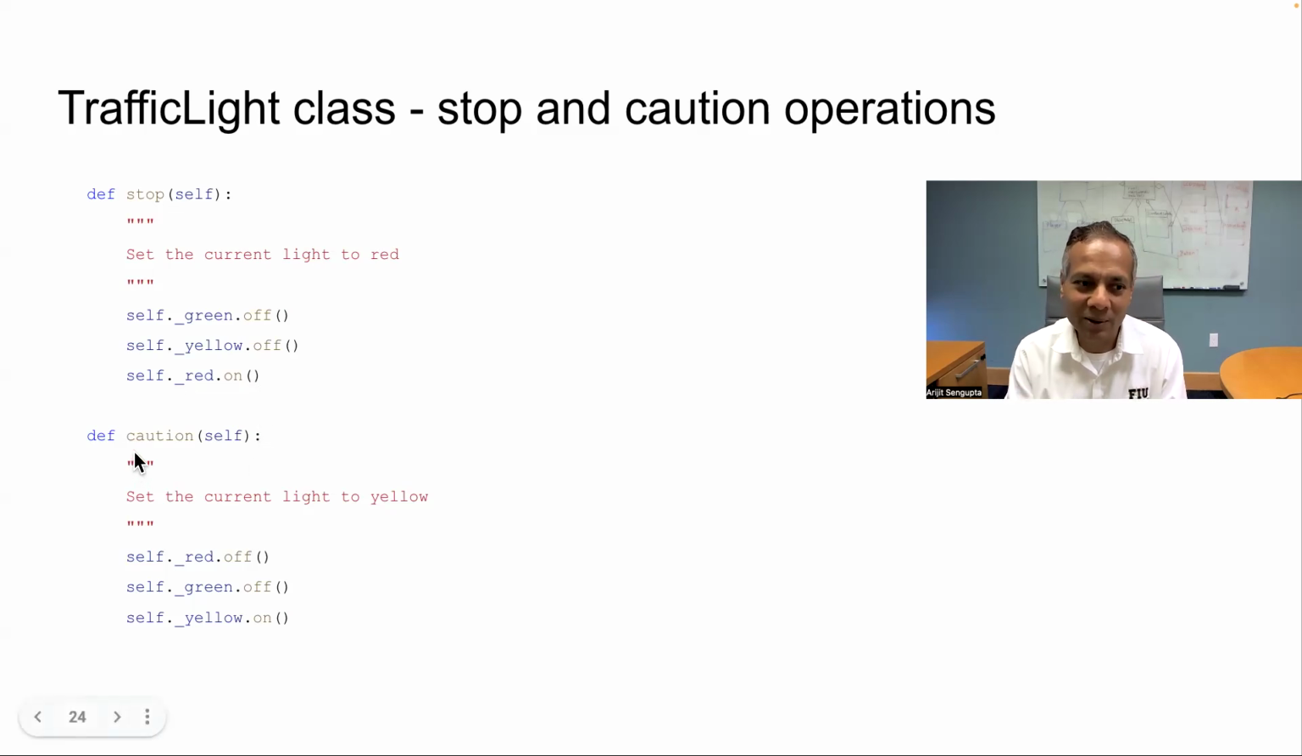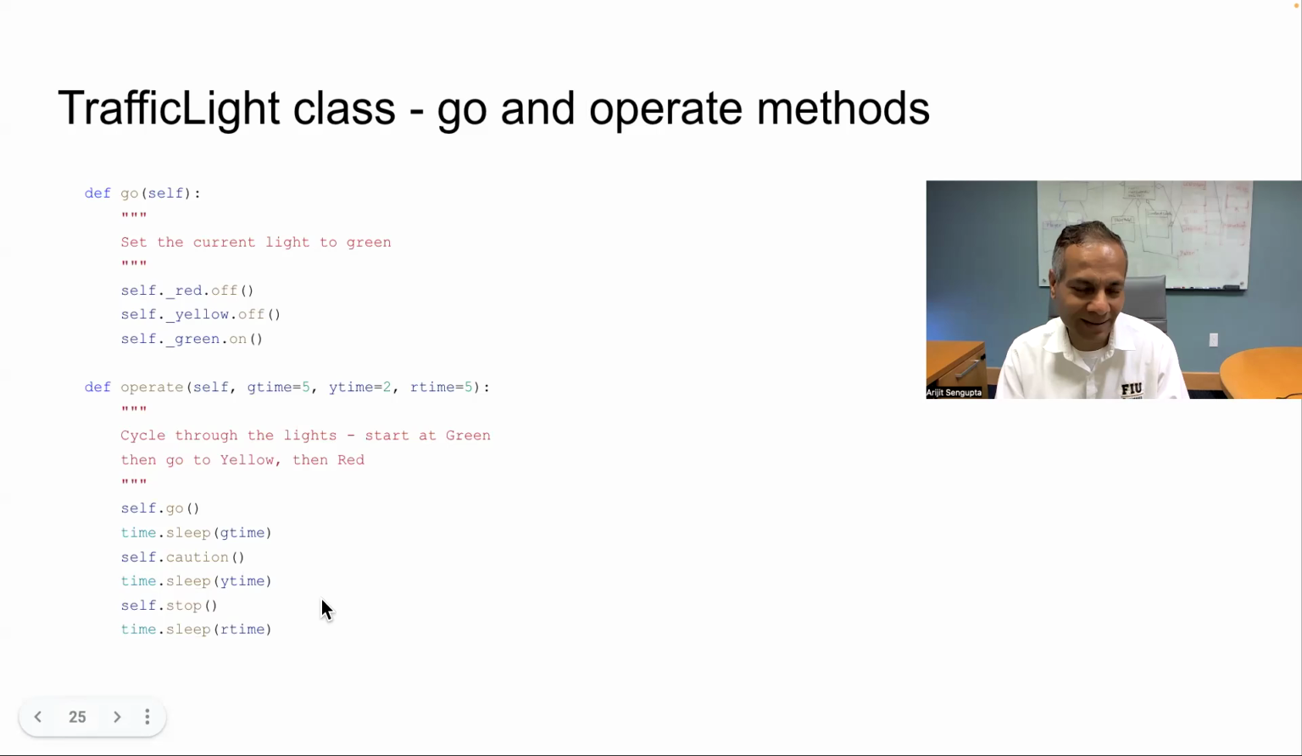Caution is when the yellow comes on, and that's when the red is off, green is off, but the yellow comes on. That's essentially what caution is. And then go is basically red is off, yellow is off, and then green is on. And notice that each time we have specific comments to see what exactly this is doing. Of course, this is very rudimentary, but at least you have the idea of what exactly this class is doing.